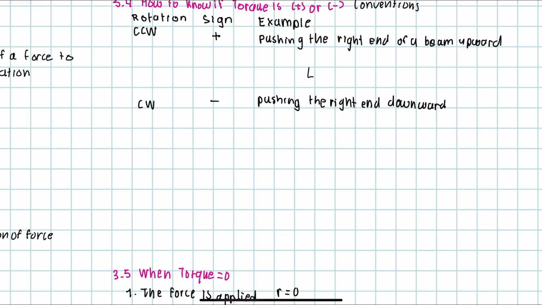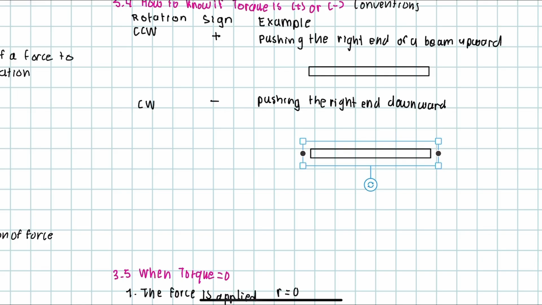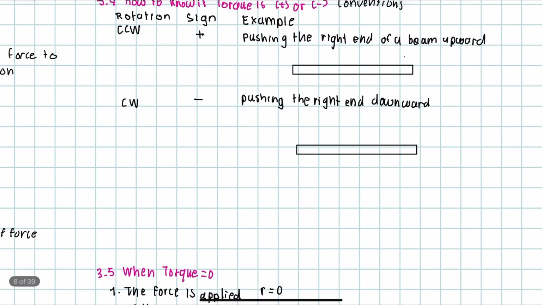So let's see, you have a beam like this, right? Your beautiful beam. If you push the right end upward, like here you have your force, and your force is perpendicular, right? And then if you push the right end downward, this is going to be at an angle. That's the angle, and this is the angle. So this would cause the whole thing to move this way, and that would be counterclockwise. And then this would cause the whole thing to go this way, which would be negative.